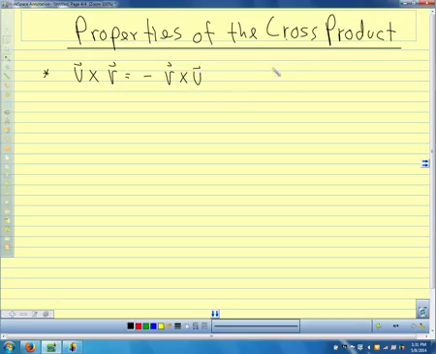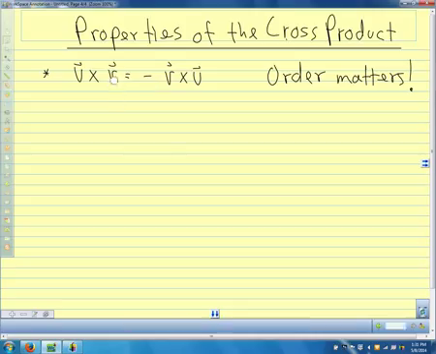When we do the cross product, order matters. So we can't just switch the order around any way we want. If we do the cross product in a different order, our signs change. The technical term for that is the cross product is anti-commutative.